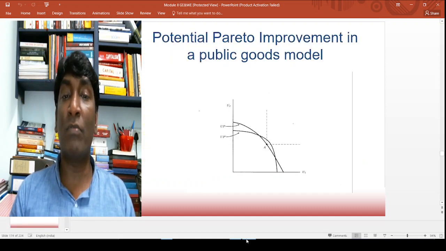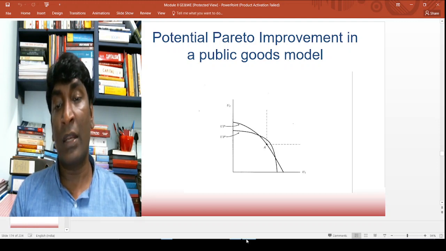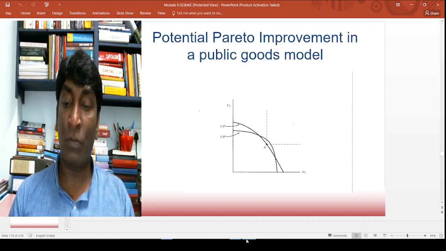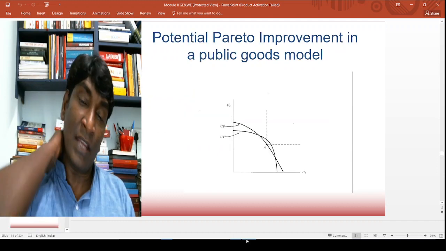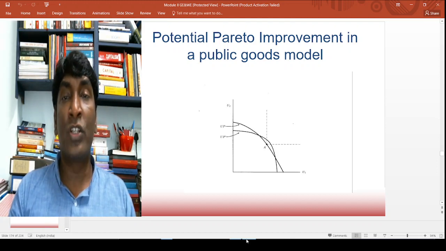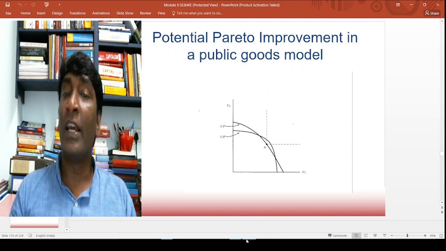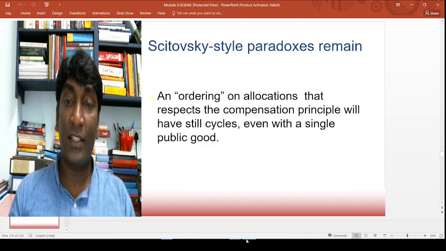So a potential Pareto improvement in a public good model is the following. You look at the UP and UP dash. In the UP you have the initial situation, and in UP double dash you have a possibility even after redistribution. So this actually makes a kind of switching and reswitching issue. Normally in the welfare perspective, you look at the curve, and the curve crosses the previous possibilities, and still you say that this is better.